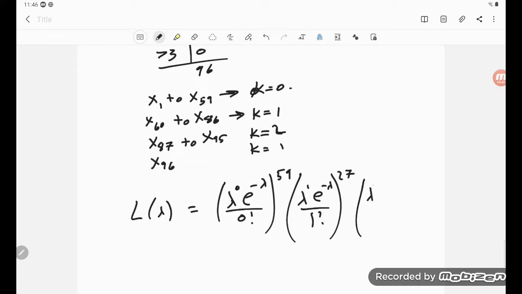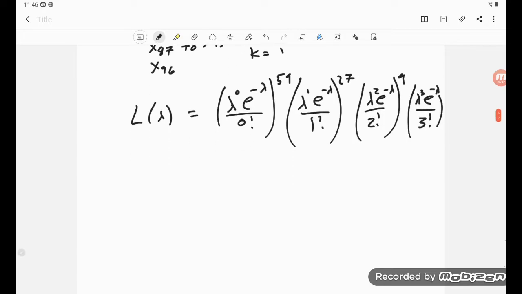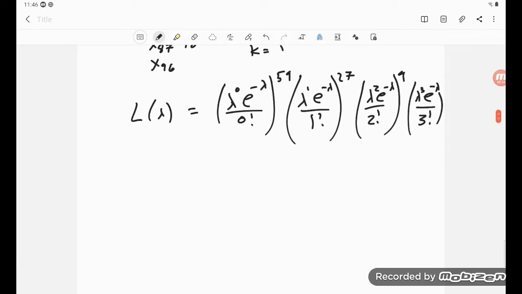We have lambda squared, e to the negative lambda over 2 factorial, and that was 9 times. And then just one time was lambda cubed e to the negative lambda over 3 factorial. Okay, so that's what we have for our data. So we could do this more generally, but that's our actual data.